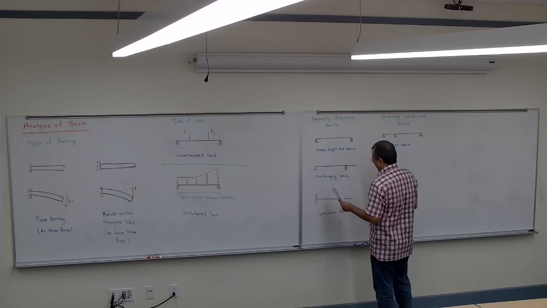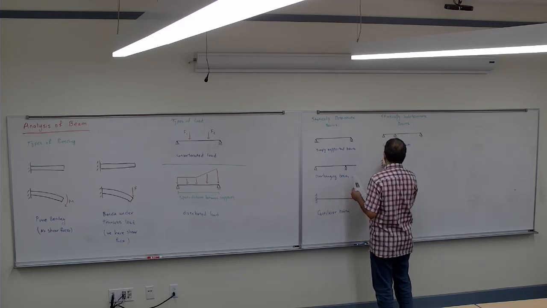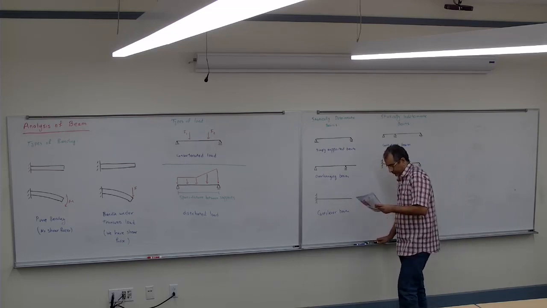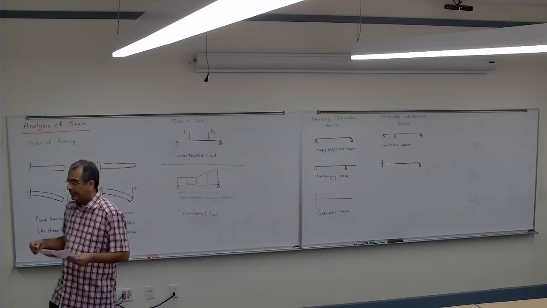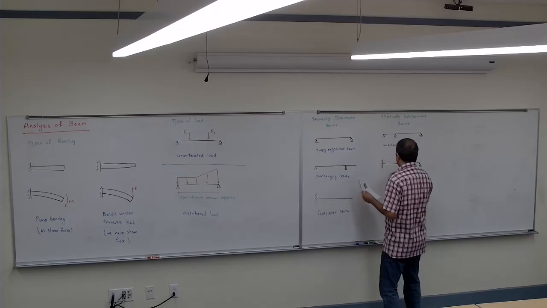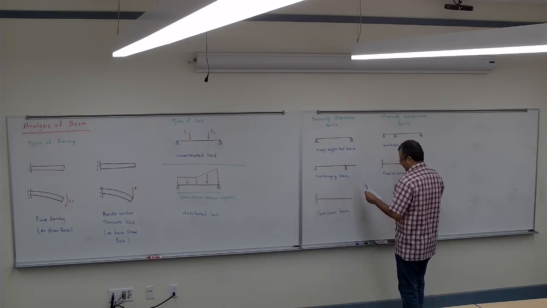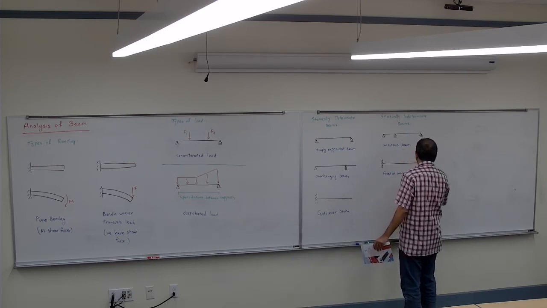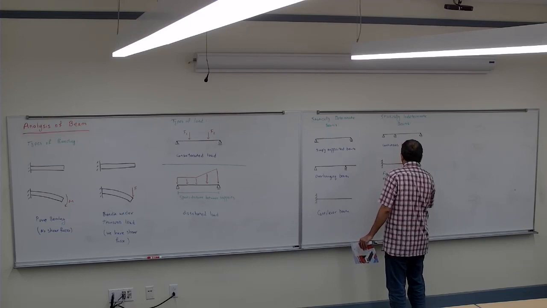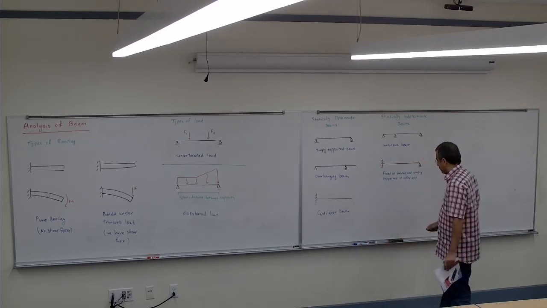The next one is if I have a fixed end and a support at the other end. So if I have a fixed end here, and then I have a support here. So it's going to be fixed at one end and simply supported at the other end. So, makes sense. And so again, I have 3 unknowns here, 1 unknown here, 4 unknowns. So I cannot solve it with that.